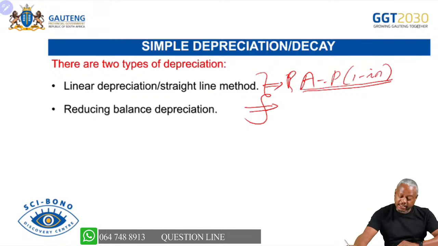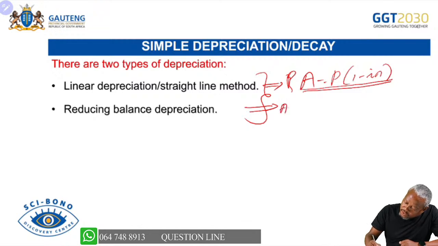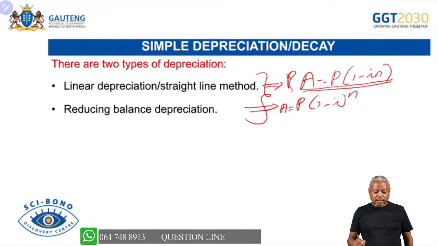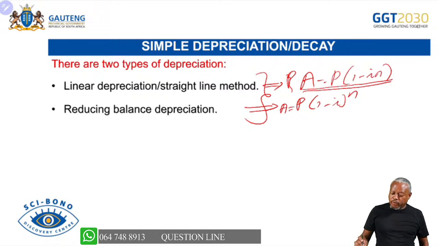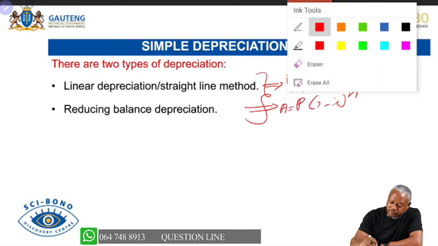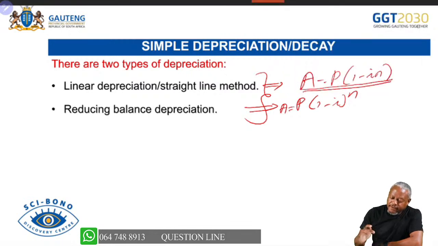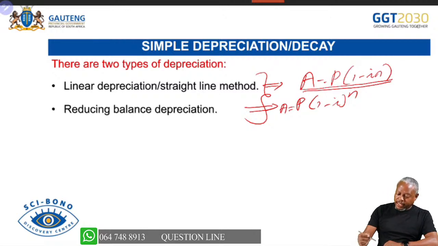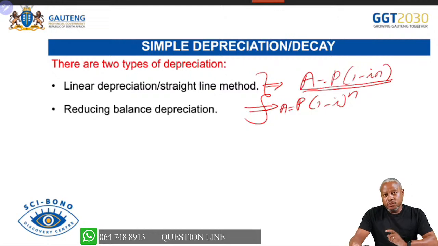Now, reducing balance depreciation, still uses a formula. I would like to write the formula here so that you might not forget it. Please don't forget this one. You see, the variables remain the same. But now the difference is you have to be able to identify the correct formula. That is why I decided to give you this formula.